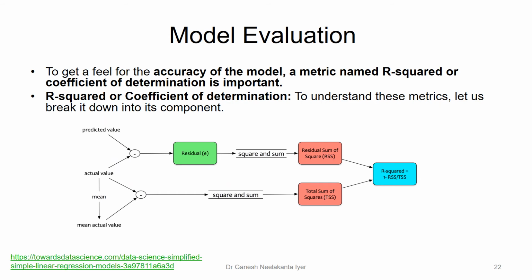So model evaluation, to get a feel of accuracy of the model, we use a metric called R squared or coefficient of determination. To understand this metric, we break it down into its components. You have predicted value and actual value. So combining them, you can find the residual error, and the squared and summed error is the residual sum of squares. Then you have the actual value and the mean actual value, which is then squared and summed to form total sum of squares. Now R squared is 1 minus residual sum of squares over total sum of squares.